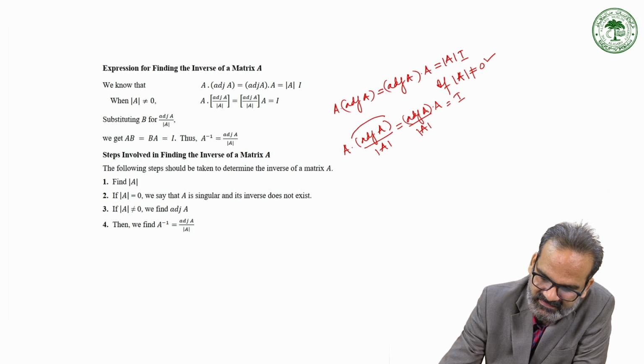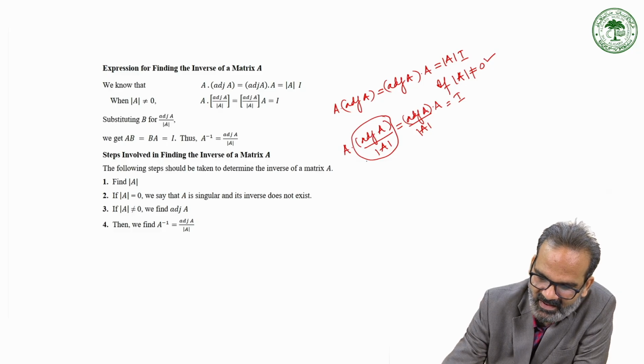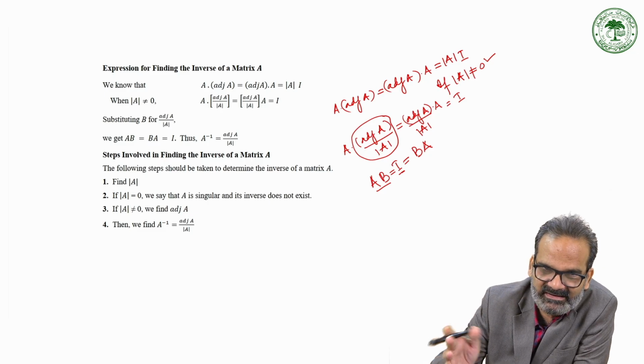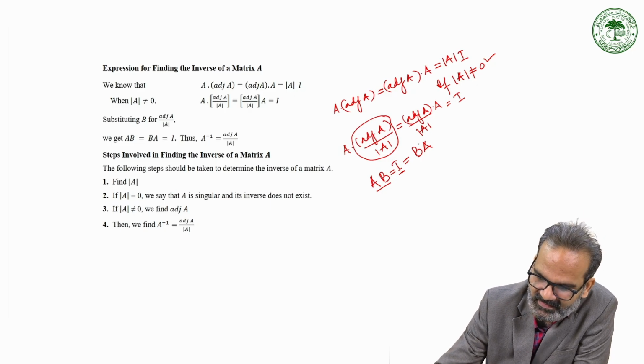Now, if we take this term as B, right? So what we will get here? AB is equals to I, and this is equals to BA, right? So, the product of two matrices is coming out to be an identity matrix. They are multiplied in which order, it is not important. AB and BA, in both ways, the product is coming out to be an identity matrix.